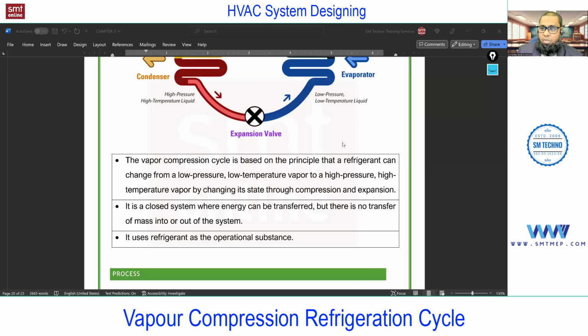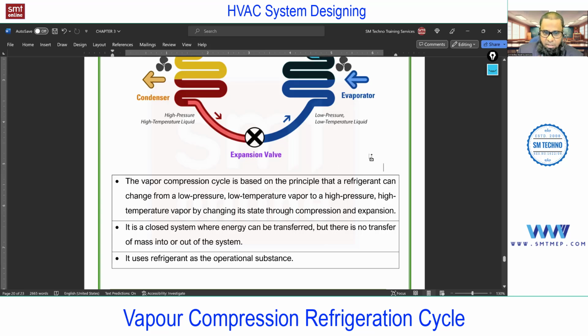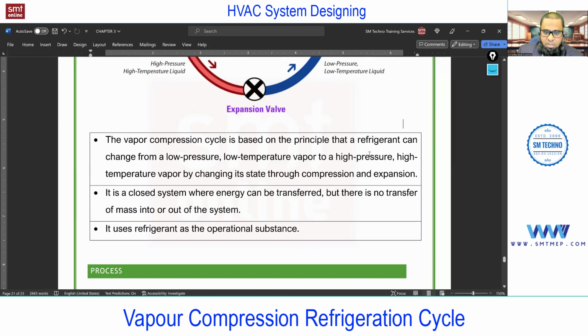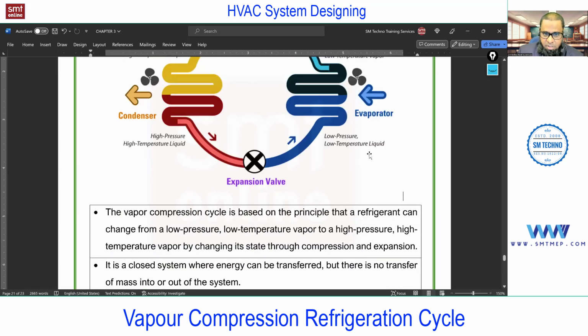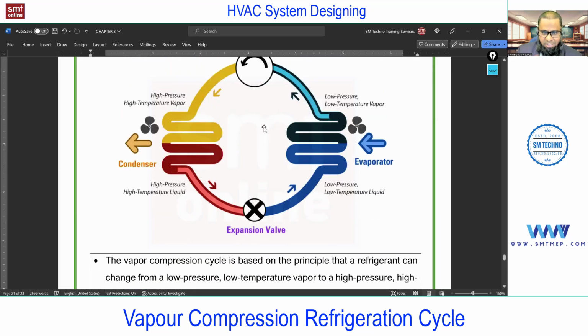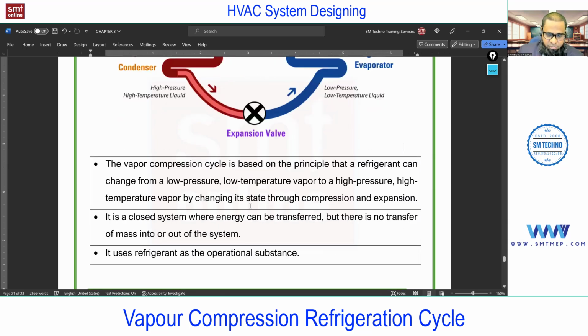So what is the difference between closed and open system? Closed means a loop system. Technically, with respect to thermodynamics, a closed system means only heat can transfer across the system, not the mass. In the case of an open system, mass and heat both can cross the boundary of the system. In this cycle, the refrigerant runs within the cycle and does not come out of the system; only heat is exchanged. So we can consider this a closed system, and it's used as a refrigerant. And what a refrigerant is, we already discussed.